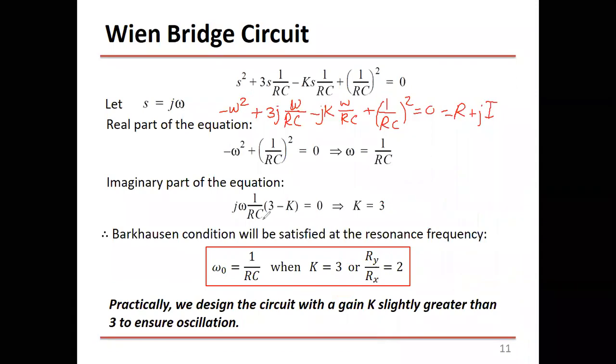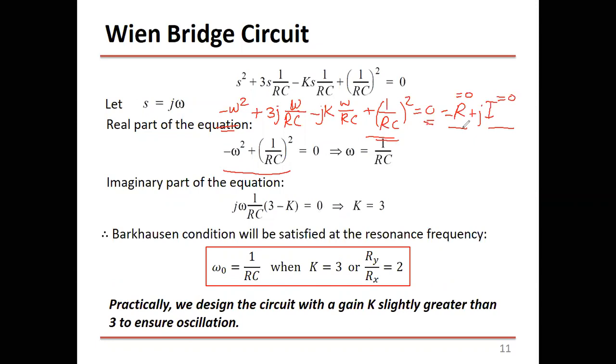So as you can see here, where are the imaginary parts? Now we have the real part. This is a real part, and this is a real part. Okay, so together, minus omega square plus 1 over RC square. This is the real part. And since everything is 0, that means this is 0 and this is 0. If you have a complex number that's 0, then the real part has to be 0 and the imaginary part has to be 0. So we equate the real part with 0 and the imaginary part with 0, and we solve for omega and K.